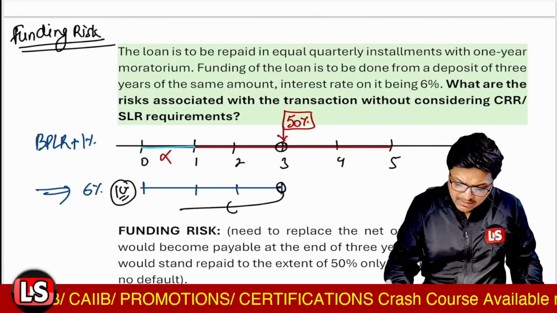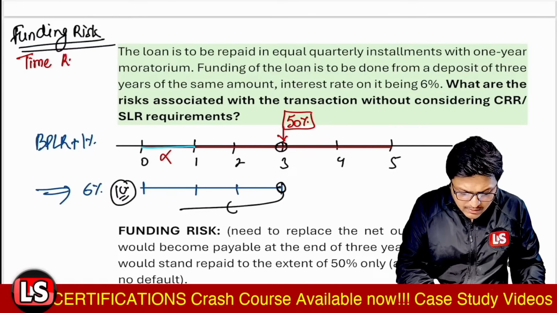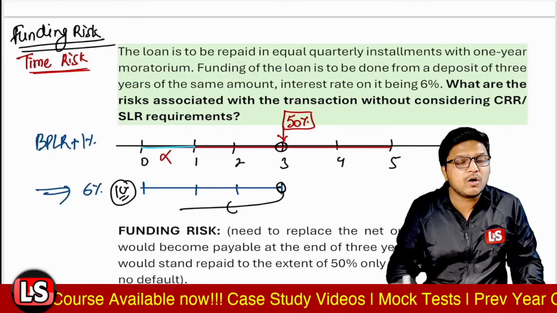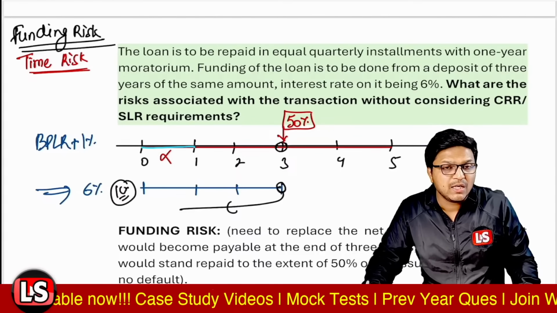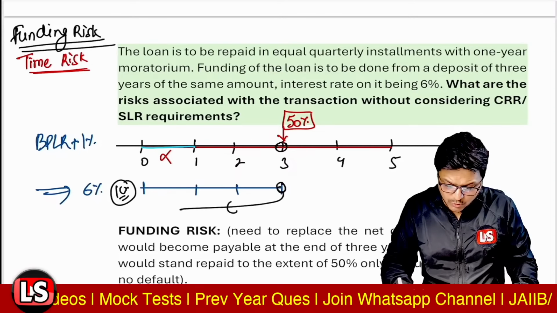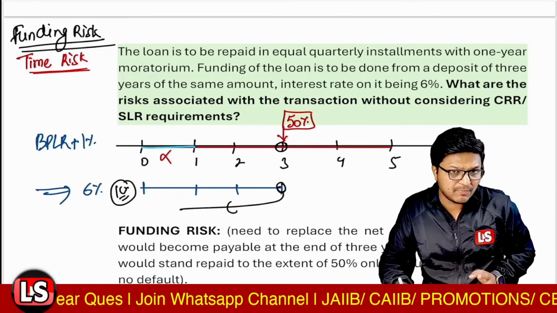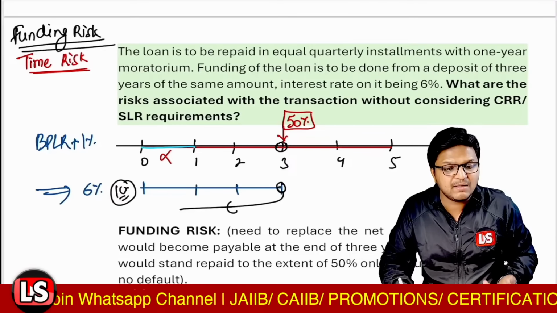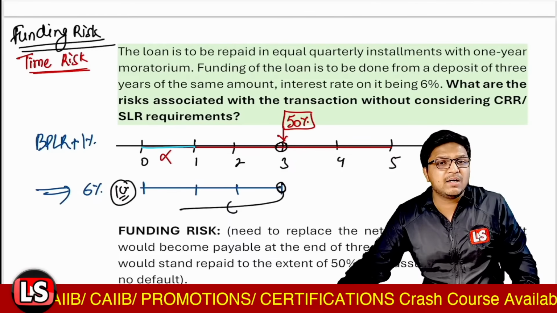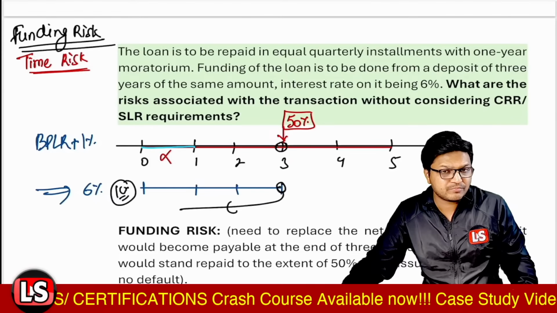And also it may be the case that time risk may be imposed. Now what is time risk? Time risk is related to the case where installments which were due were not paid by the borrower in time. If those installments are not paid in time, the liability standing even at the end of the third year may be more than 50%. So time risk may also be there, right?